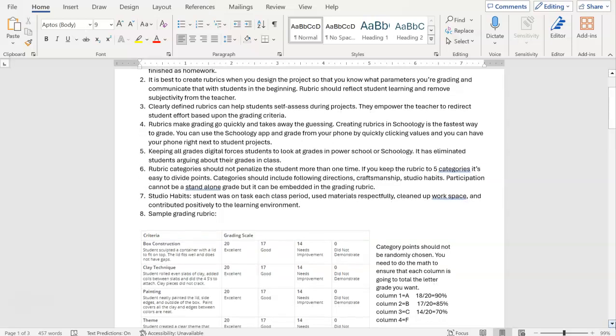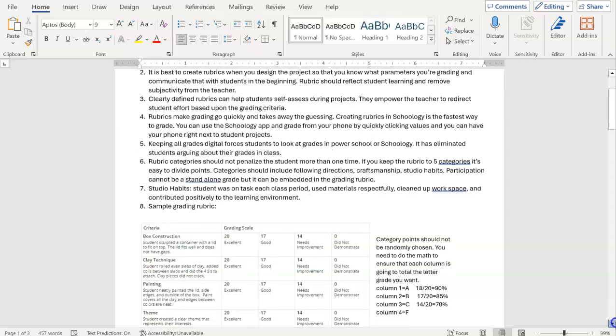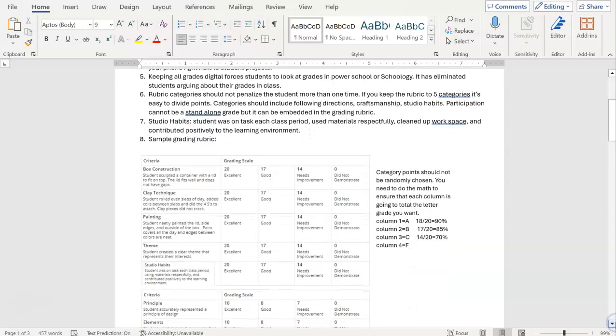Then number 4, rubrics make grading so quick and take away the guessing game. So when I was a new teacher, I hated grading. It took me forever to grade because I didn't know how to fairly grade it. And it was very stressful for me to figure out the math, and it was just awful. But now that I have these rubrics in place, grading goes very quickly and it takes away the guessing on the math portion for me. Our school uses Schoology and we can digitize these rubrics and it's just a very fast process.